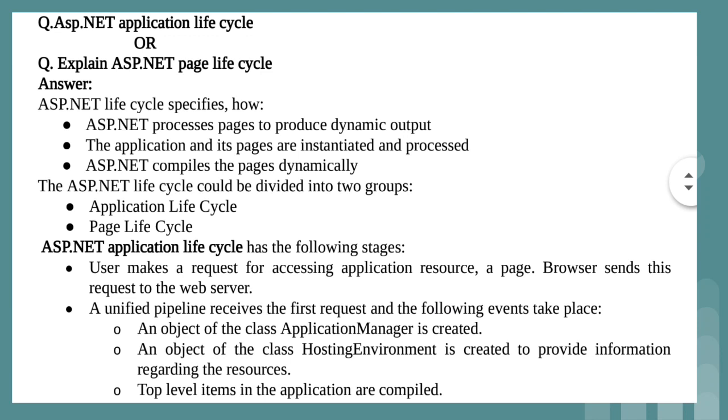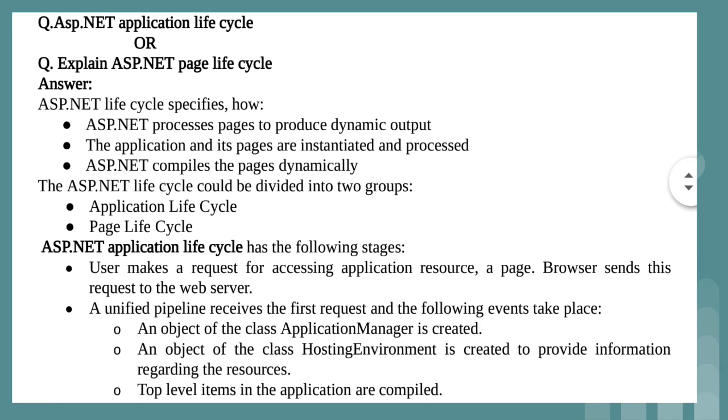Then we have one more class, HostingEnvironment. Its object is created, which provides information regarding the resources. After that, top level items in the application are compiled. Top level item means, for example, if we are using a RadioButtonList, it is an example of a top level item because it contains sub items. Similarly, we have TreeView and SiteMap. If we use such controls in our application, they are top level items and they are compiled.